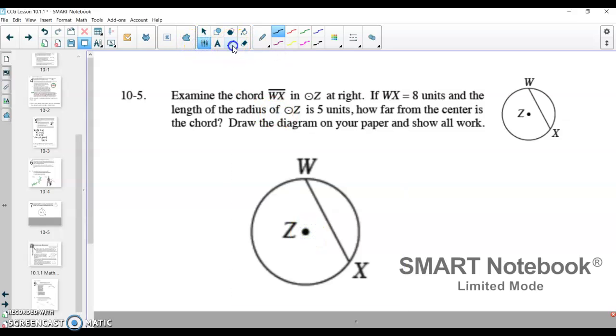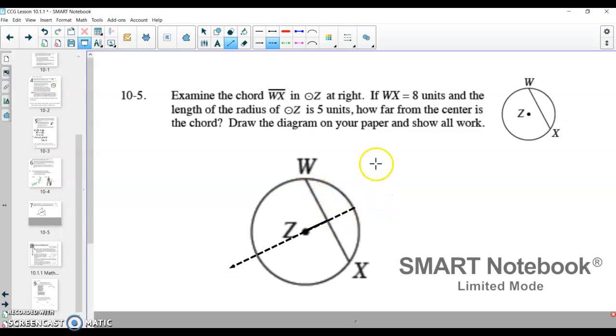You can grab a line here. They're looking for this distance right here from that center to the chord. But what we know is, and I'm going to use a dotted line here, that if we folded this so that W and X lied on top of each other, we would end up getting a crease that is a perpendicular bisector here.